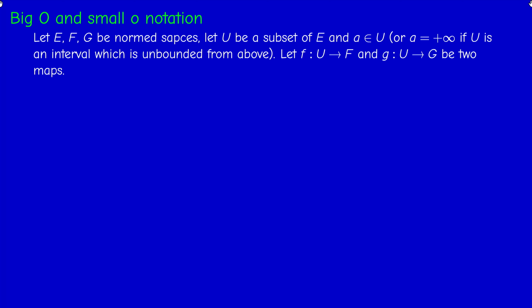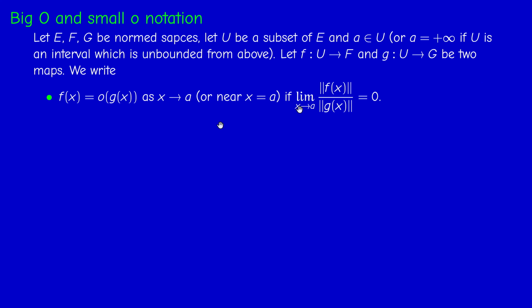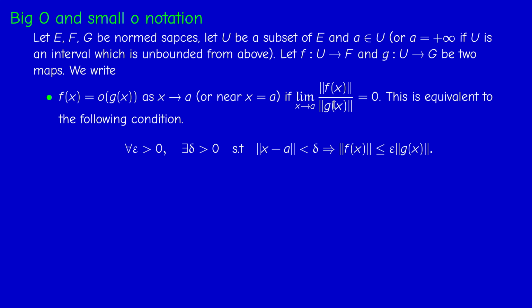Okay, so if you have 2 functions now, small f, from the subset U of E into F, and another function from the same subset U into the other normed space G, we say that f is a small o of g, or f of x is a small o of g of x near x equal a, or as x tends to a. This is just a shorthand notation for this condition. The condition that tells me that the norm of f over the norm of g tends to 0 when x tends to a. Okay? And of course, you can write this with the epsilon delta notation.